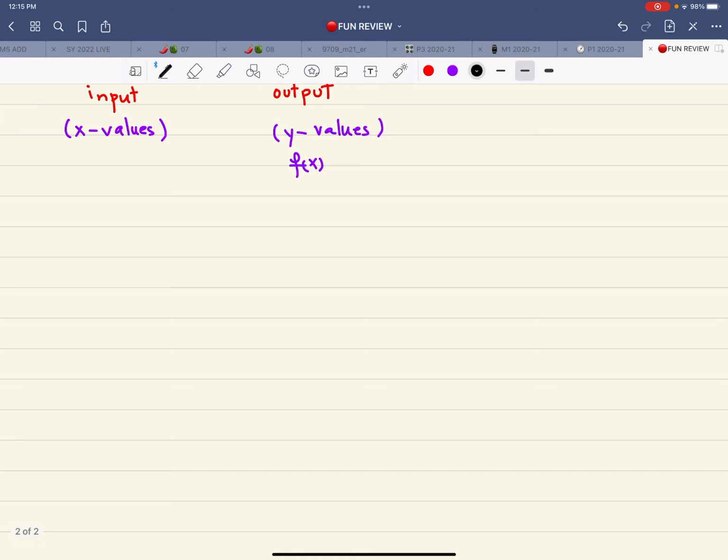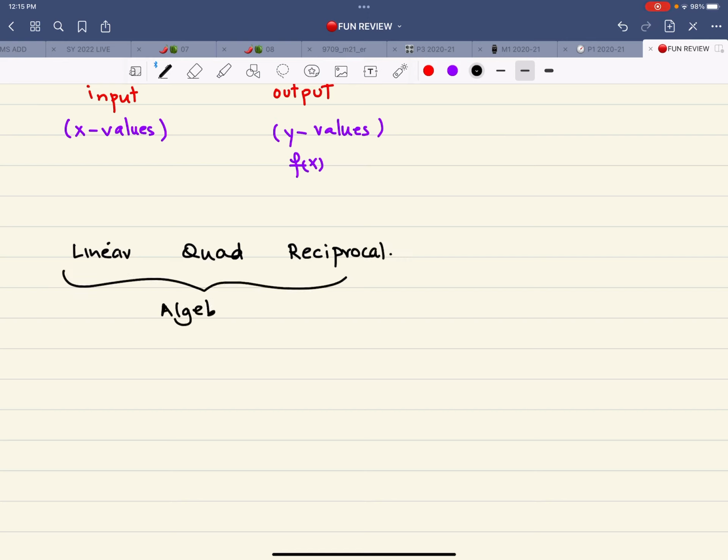अब किस किस टाइप के फंक्शंस हमारे पास है? We have linear function, that means a straight line. We have quadratic and we have reciprocal. These three would fall into the category of algebra. Naturally, there will be trigonometry also, and that's all about it.